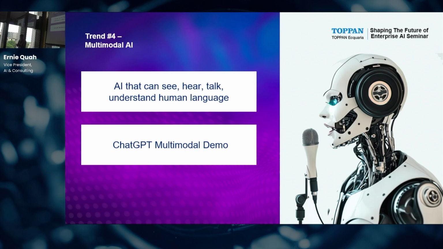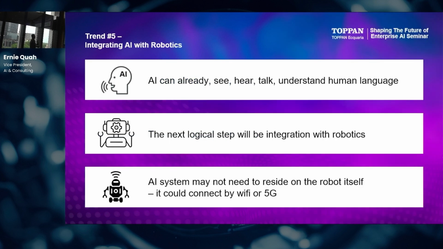Okay, so this is what I mean by AI is now able to talk, listen, it heard me, is able to see, it can respond to questions I'm asking, right? Okay, next, so AI can already see, hear, talk, understand human language. So the next step is robotics. Because it's still inside the phone, right? So now you go to robotics and it can move around.